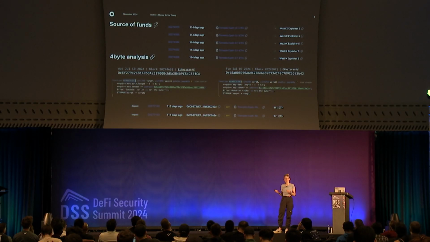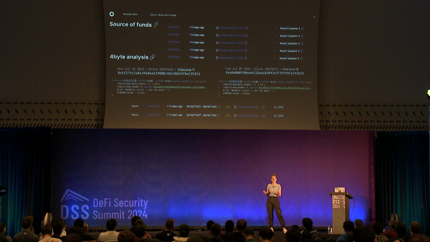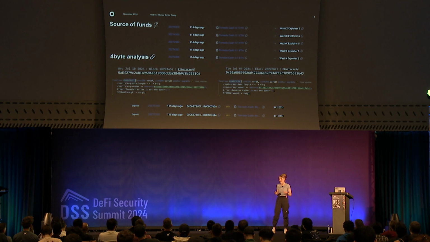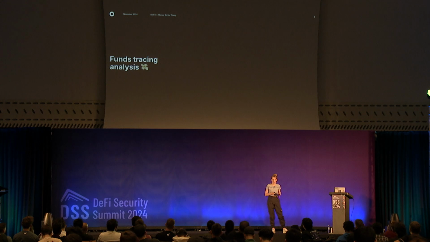Now, interestingly enough, that deployer address that deployed that contract on July 9th, so the one that we think might also be the attackers, actually sent funds to Tornado Cash that same day. So, interesting. Maybe the funds came from this testing address and were then sent on to the actual deployer who deployed the malicious contract. But we'll get back to that in just a second.